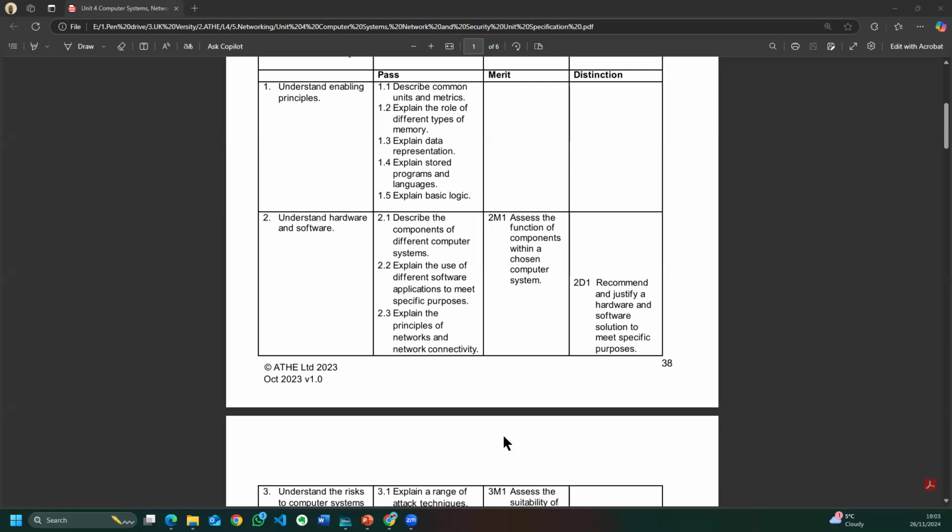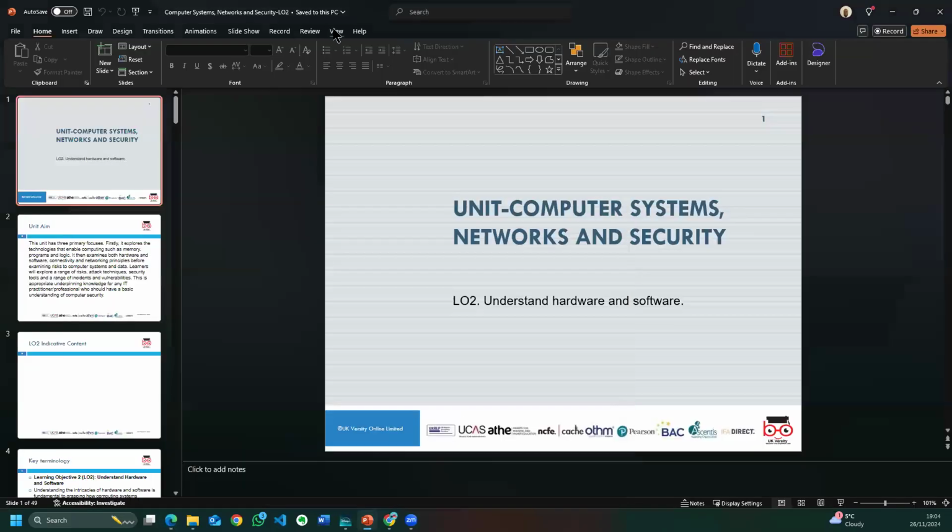So for this unit, we also have a merit and a distinction criterion, where with the merit one, we're going to assess the function of components within a chosen computer system. And with our distinction learning outcome, we're going to recommend and justify a hardware and software solution to meet a specific purpose. So let's get into our presentation.